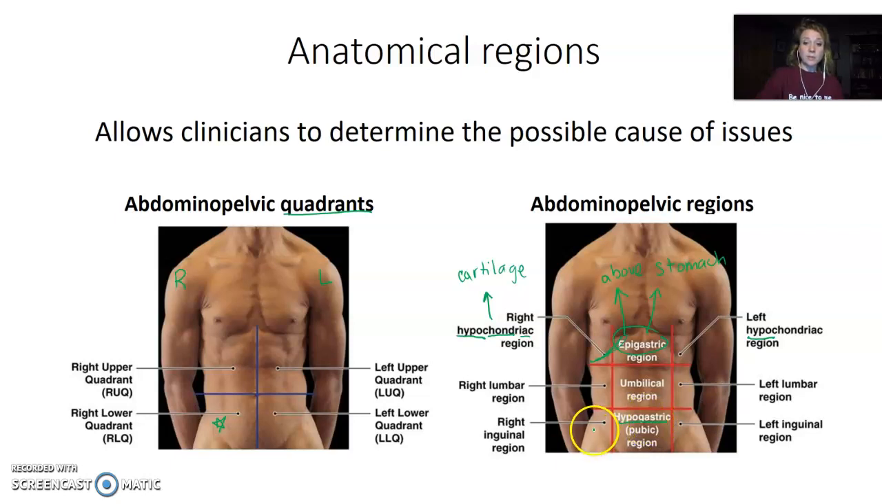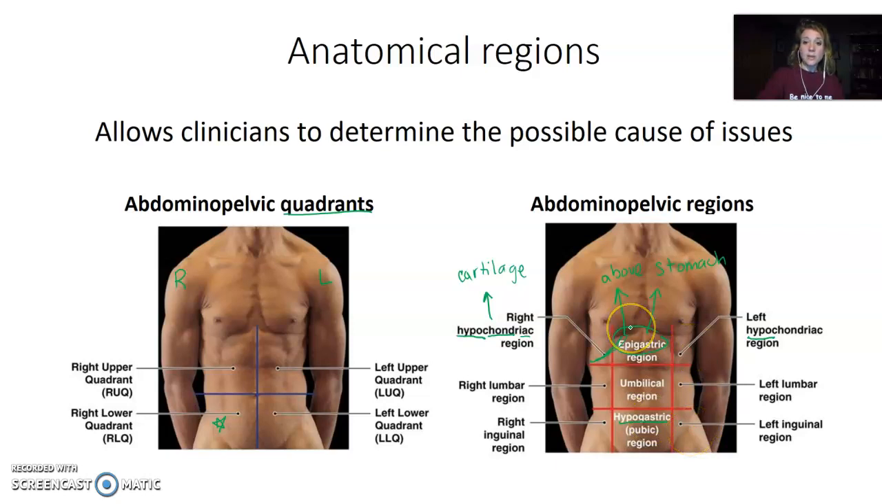Now, the right inguinal region and the left inguinal region are named because of the inguinal canal that is found in males. This is the little hole that's made when, during development, the testes descend from inside the abdomen. They pop through that abdominal wall and fall into the scrotum, and the resulting hole is called the inguinal canal. So this is the inguinal region. We have the right inguinal region and the left inguinal region.